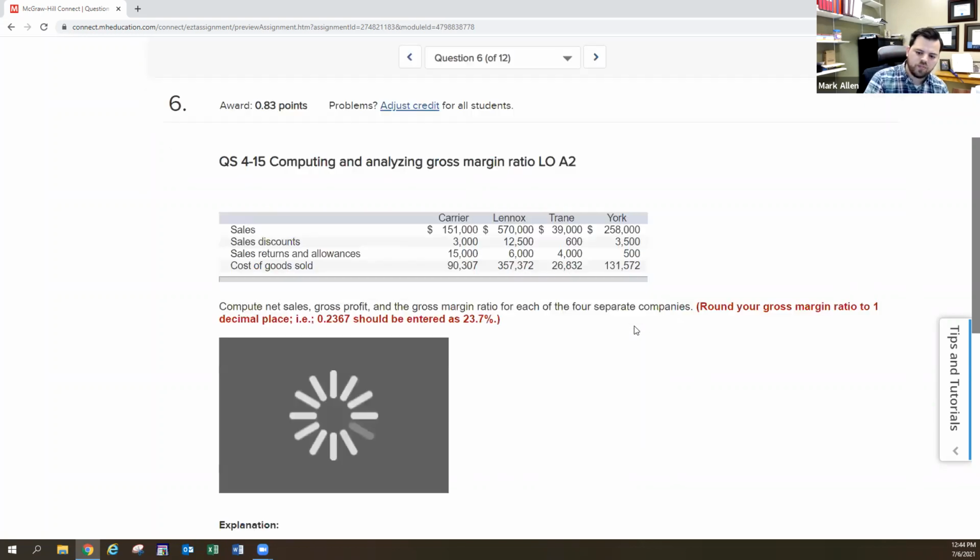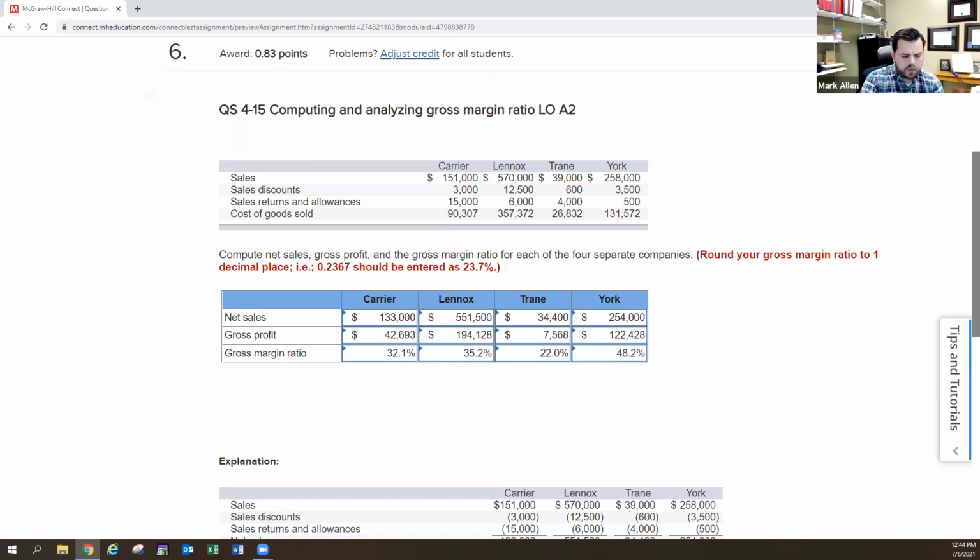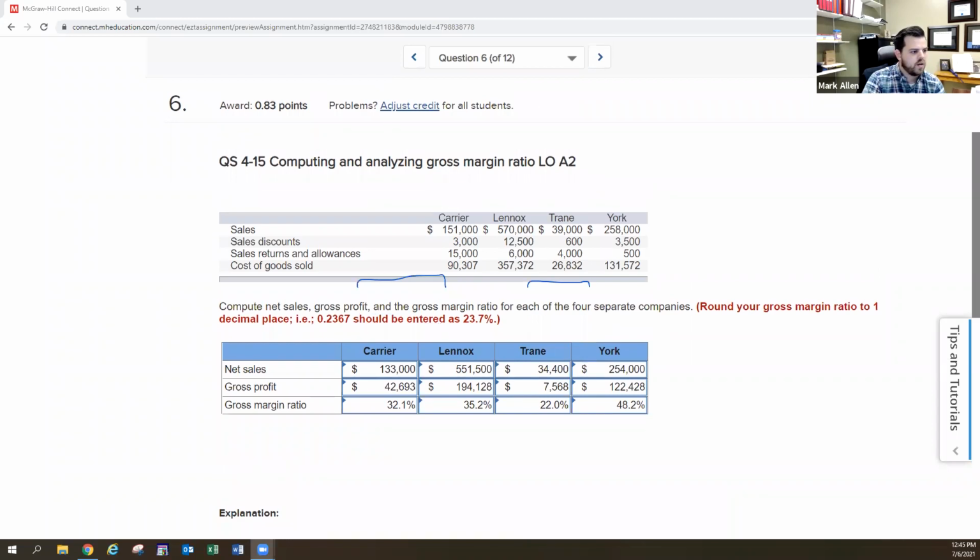So that wraps up number 5. Now we're looking at number 6. Number 6 is going to be the same type of item all the way across here. So we'll just do maybe the first 2 companies, and then I'll leave the last 2 for you. But you should certainly be able to do those once we have completed the first 2. So in this case, we'll be looking at Carrier and Lennox.